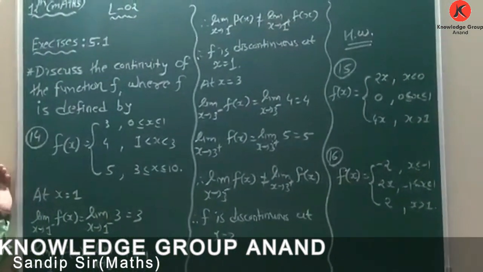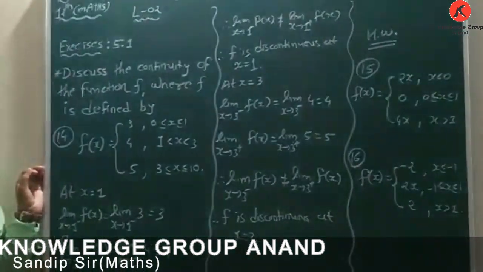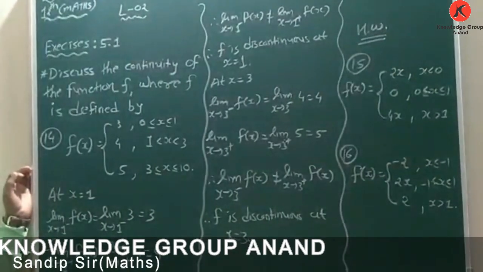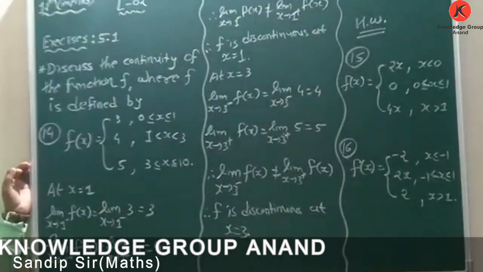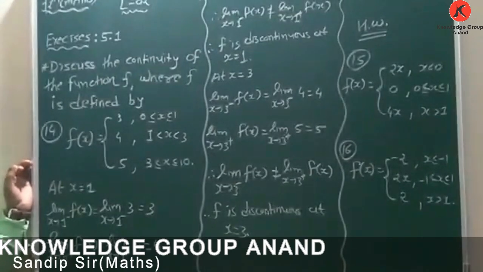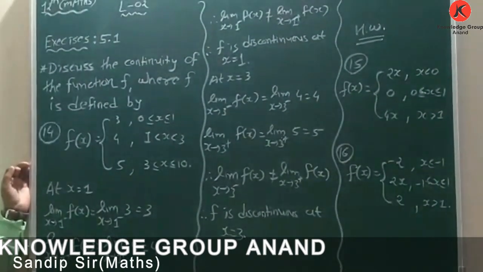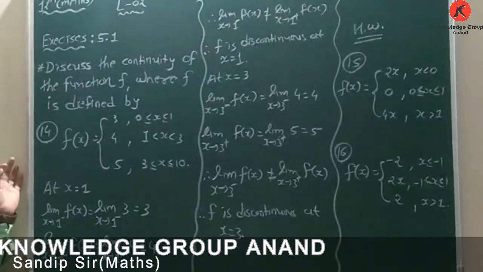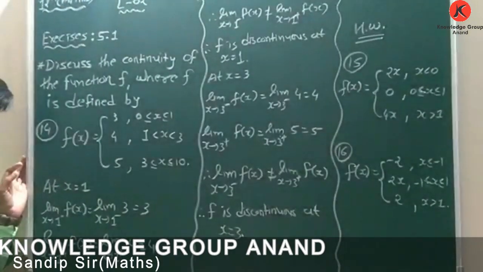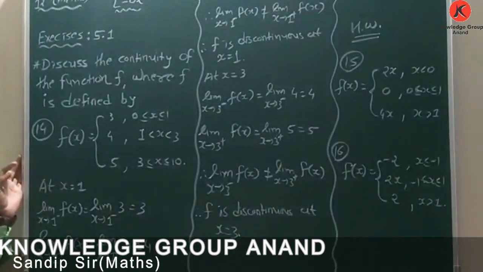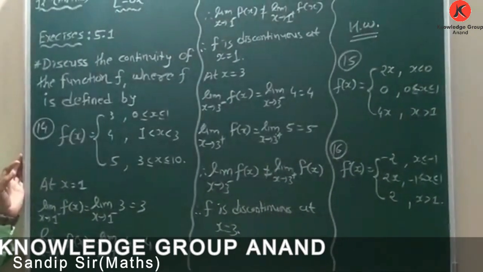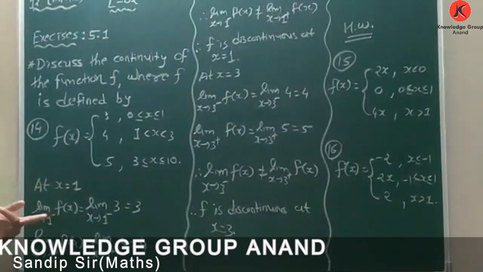Next, exercise 5.1, discuss the continuity of the function f where f is defined by, example number 14 we have. f of x is equal to 3 where 0 is less than or equal to x less than or equal to 1, 4 where 1 is less than x less than 3, and 5 where 3 is less than or equal to x less than or equal to 10. Okay, at which point you have to check the continuity.